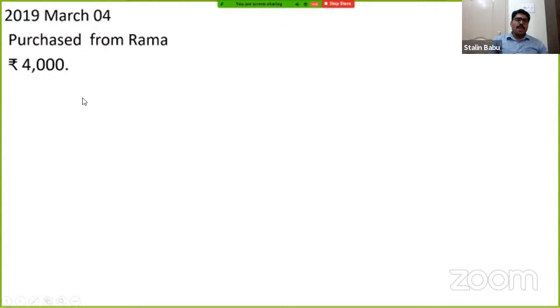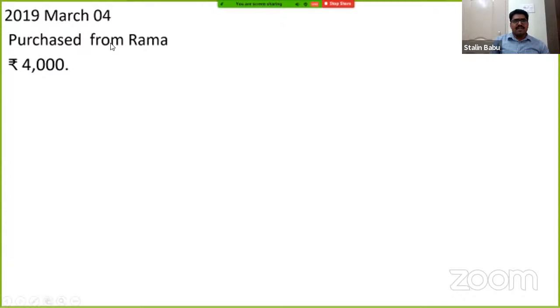So, what is the next transaction? On 2019 March 4th, purchased from Rama, rupees 4,000. Always remember, purchased means purchase of goods. So, is it a cash transaction or a credit transaction? Whenever we purchase goods from a supplier and the supplier's name is given in the transaction, in the absence of cash information, it is treated as a credit transaction. Here, we are purchasing from Rama. For cash? Is it given here? No. So it is a credit transaction.